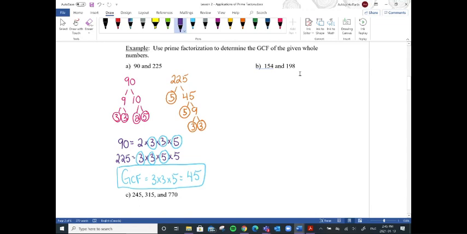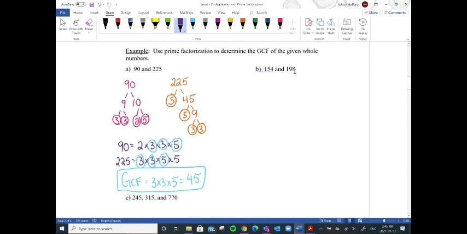Okay, so let's look at the numbers 154 and 198. Same thing. You can do this using your division table, or you can do this with a prime factor tree. So let's try a division table with these ones just to switch it up, for those of you that like to use that. So 154, and then 198 I'll set up over here.